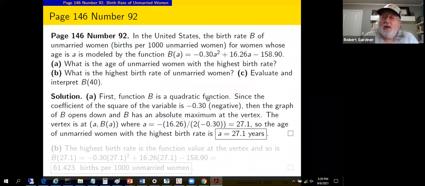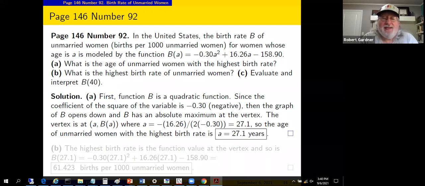First, function B is a quadratic function. They're using A as a variable, which is not terribly convenient because we've used A to represent something else, and we've almost always used X as the variable, but that's part of the fun of the real world. The coefficient of the square of the variable is -0.30. Like this thing here, it's negative. So that tells you the graph of B opens down and B has an absolute maximum at the vertex. So let's find that vertex.